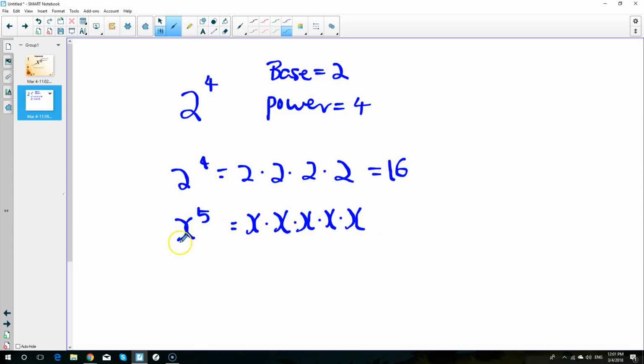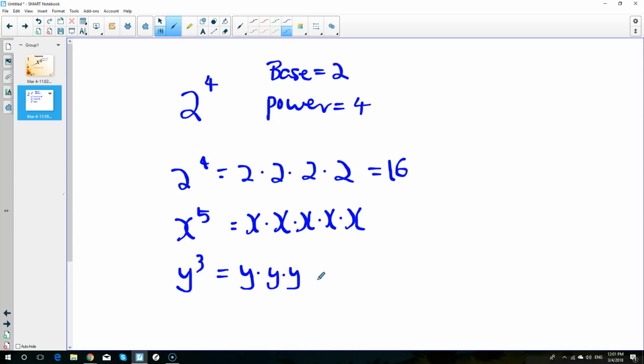It doesn't have to be x, by the way. So for example, if I pick another variable like y, y to the power of 3. In this scenario, basically it means y times y times y. There's some basic understanding of exponents.